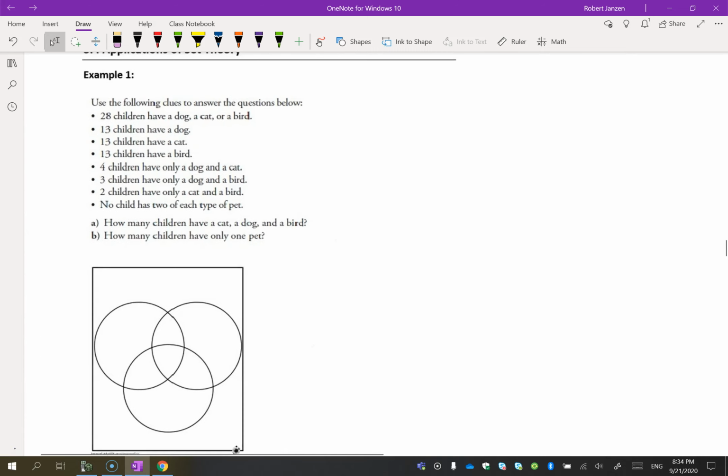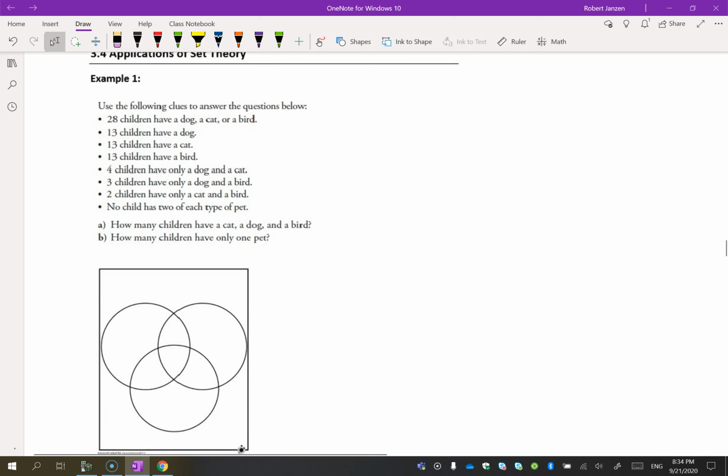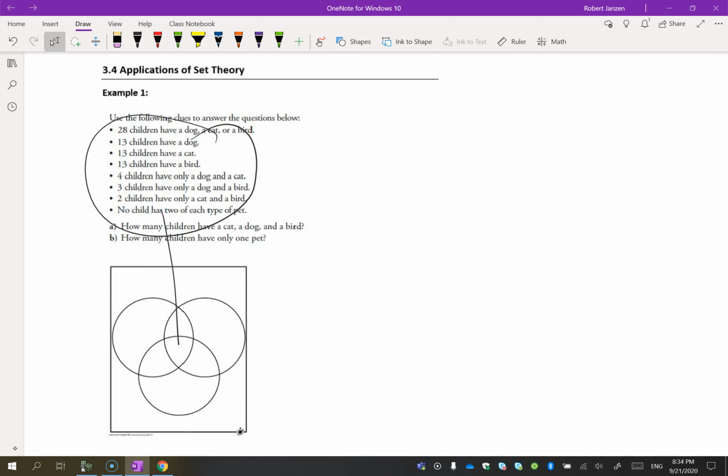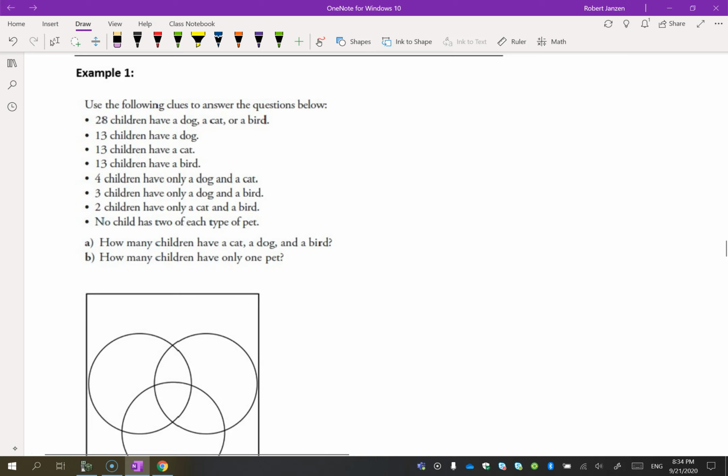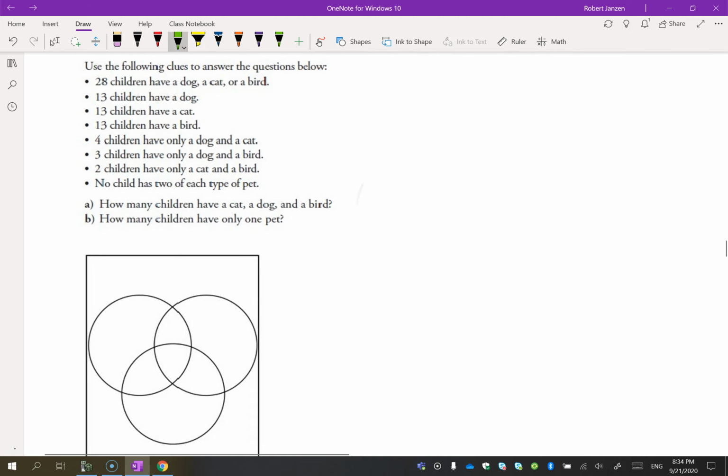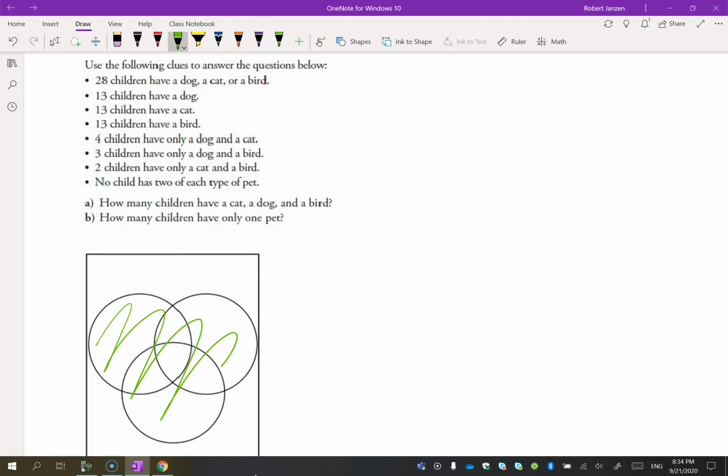Okay, so this is going to be the same kind of question we just did, but none of this information is put into the Venn diagram for you. You're going to have to figure that out. Okay, so let's see if we can pull this apart and figure out the things that are not obvious. First of all, there are 28 children that have a dog, cat, or a bird. So all the numbers in here are going to add up to 28.